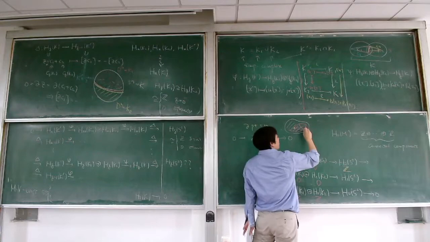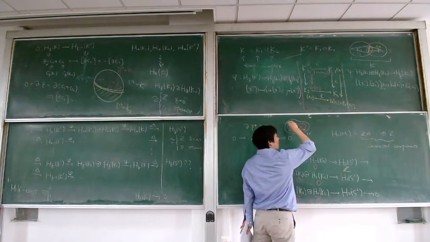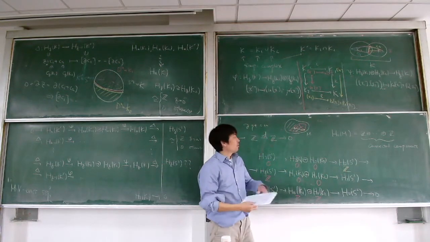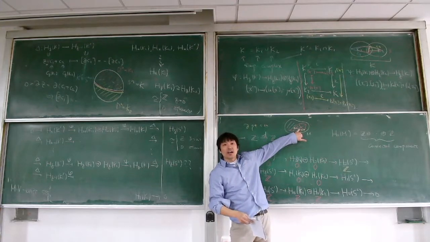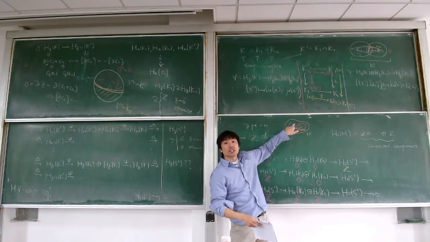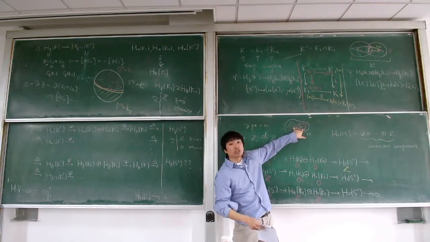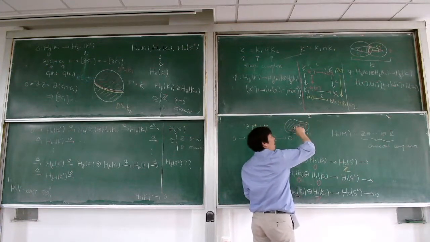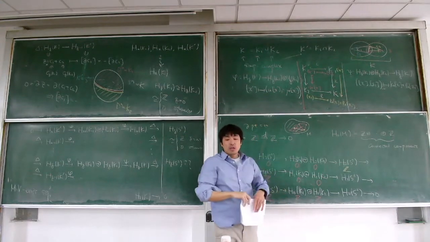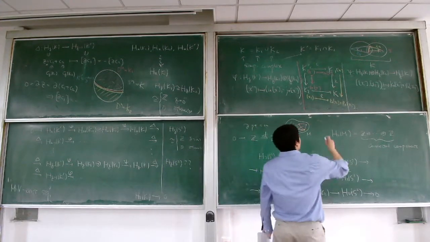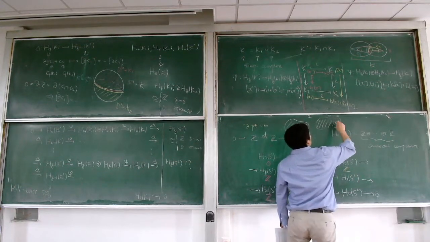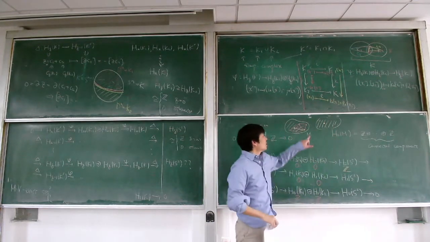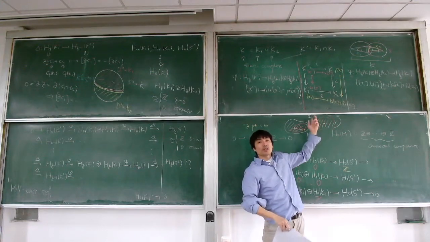However, any two points in a connected component are connected by a one-cycle. So this point and this point are connected by a one-cycle, and if you take the boundary of this one-cycle, you get this point minus this point. Therefore, in the homology group, any points connected by a line are equivalent. However, if you have another component and a point here, this point cannot be connected to this one because they are different connected components.